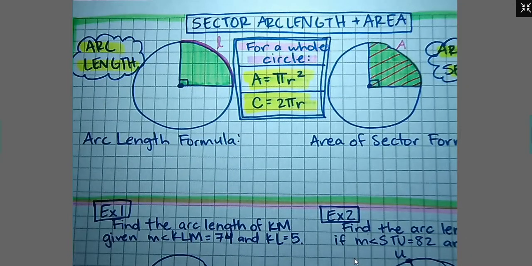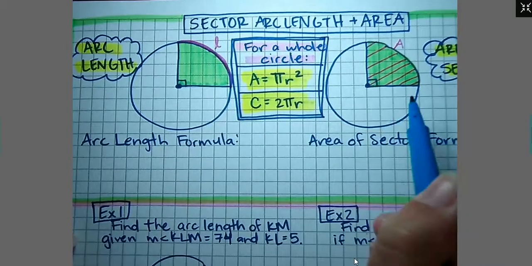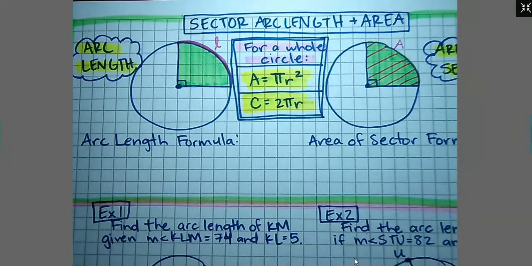Everyone, what we're going to be doing today is sector arc length and sector area. So all that sector means is just a portion of your circle. Okay, so here, this is a sector of my circle. Same thing here. This is a part of my circle, so it's just a sector of my circle.